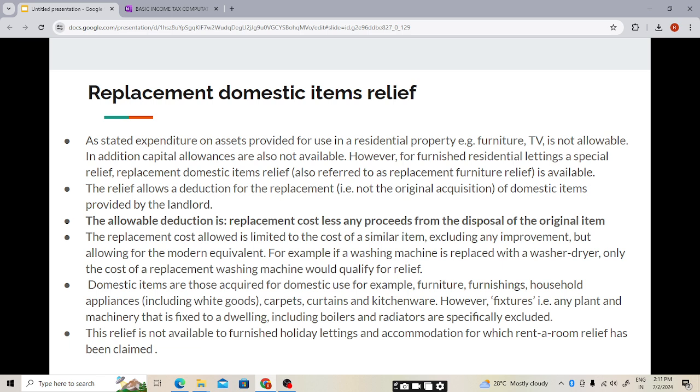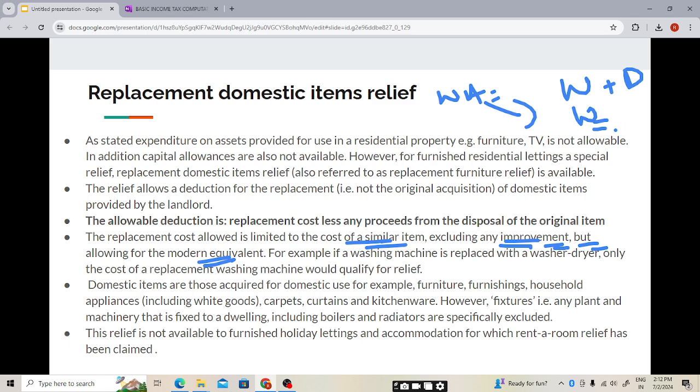But when you are purchasing the new asset, what is the condition? The asset must be a similar item, and there should not be any improvement or any extra thing, but a modern equivalent can be purchased. Modern equivalent means, nowadays many TVs are coming with Wi-Fi, or many washing machines are coming automatic. First you used to get a manual washing machine, now automatic washing machines are coming. But you can't replace a washing machine with a washing machine plus dryer. You can replace the washing machine with a new automatic one, because in this generation all washing machines are automatic.